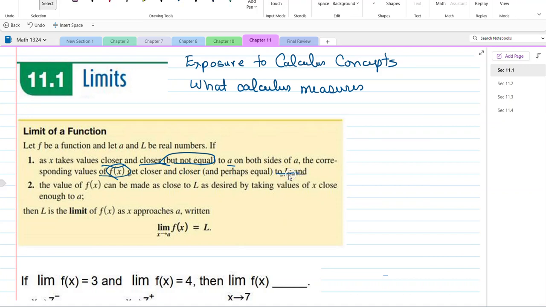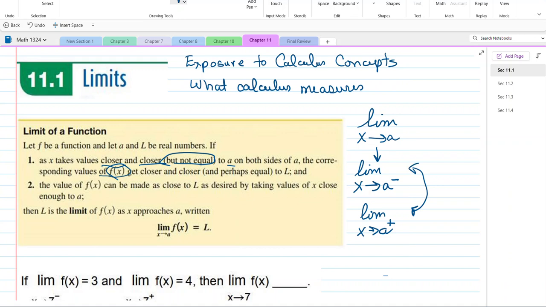So what we're saying right there is that we're taking the limit as the independent variable x approaches some constant from both sides. This means that we have to take the limit as x approaches a from the left and the limit as x approaches a from the right. And these two values must be very, very close to each other to have this occur. It doesn't have to exist at the point, but it has to get very, very close to that point. The value of f of x can be made as close to L as desired by taking values of x closest to a. So, as we approach this function, the limit as x approaches a is a value.